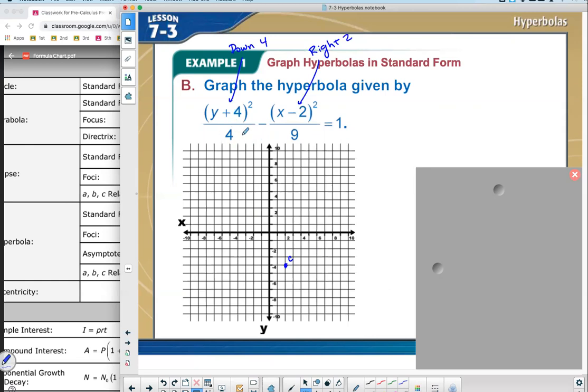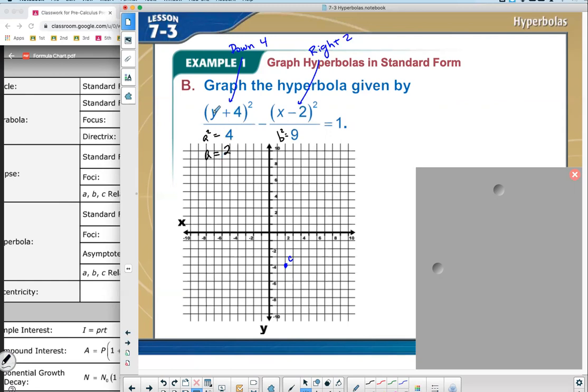Now, for the rise and run and all that, you go off of these terms. So remember, the positive fraction for hyperbolas is always the a squared. The b squared is going to come from what I call the negative fraction. So a squared equals 4. What does that mean a actually equals?